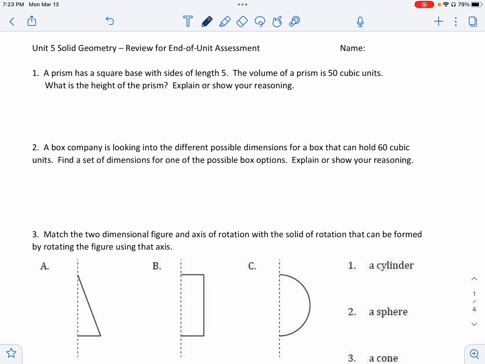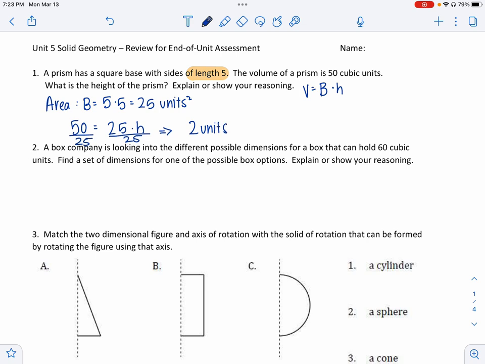So we know that the volume of a prism is going to be the area of the base times the height. And since we have the side lengths, we can find what the area of the base is. So we can find what big B is. Since it's a square, it's going to be 5 times 5, which equals 25 units squared. So that means 50, being the volume, is going to equal 25 times whatever the height is. And we can see by dividing by 25 on each side that 2 units is going to be the height.